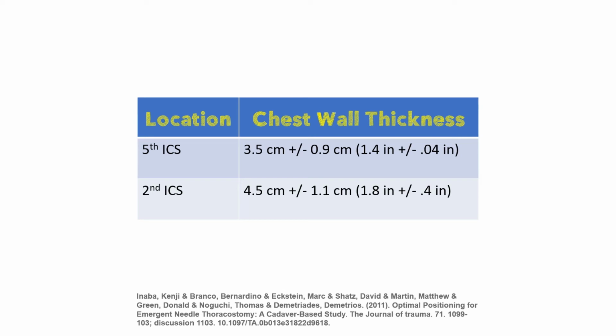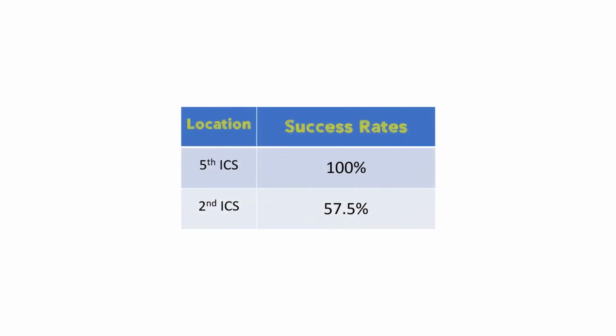So it is very possible that you could successfully decompress a pneumothorax using a 2-inch needle at the fifth intercostal space, anterior axillary line. Now the success rates for decompressing a chest at the second intercostal space are pretty abysmal, and I find this surprising since the majority of the major trauma recommendations have now recommended a needle at least 3 inches and are now advocating that we switch from the second intercostal space to the fifth intercostal space.